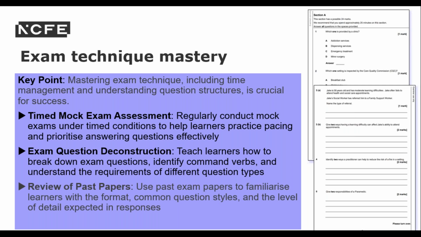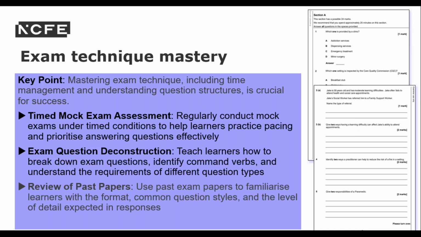Help learners master exam techniques by regularly conducting timed mock exams. Teach them how to break down questions and identify command verbs. Review the past exam paper to familiarise your learners with common question styles and the level of detail expected. This targeted approach will build confidence and improve exam performance.